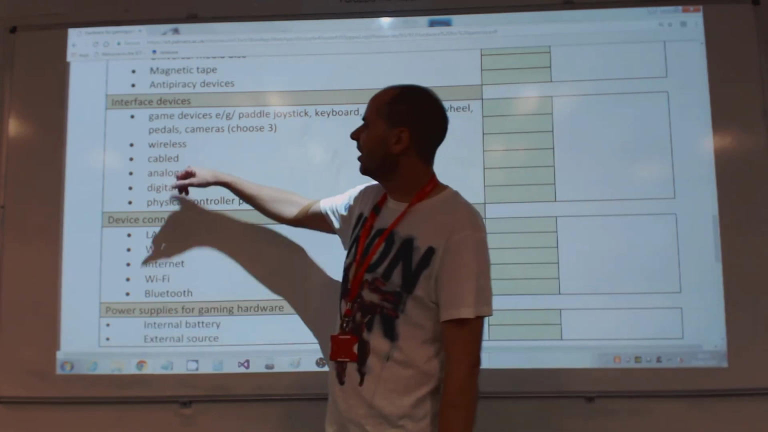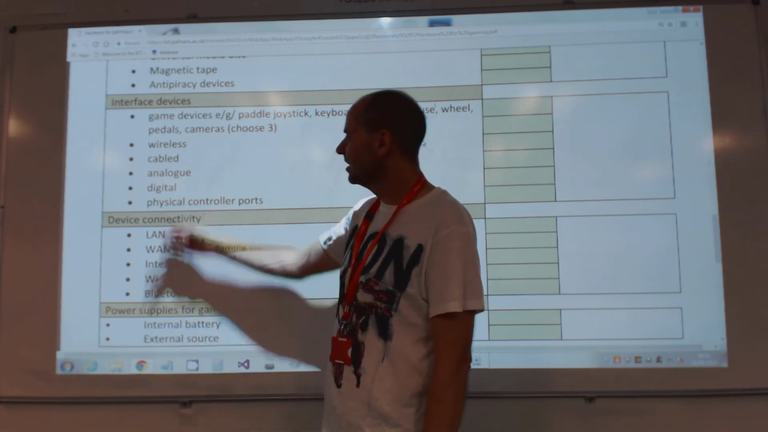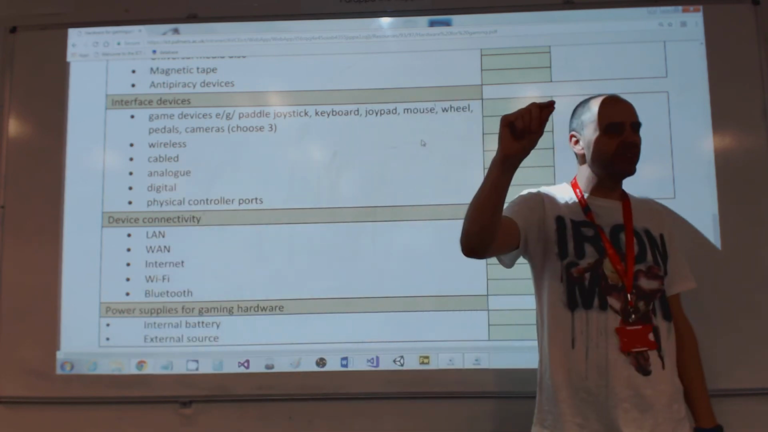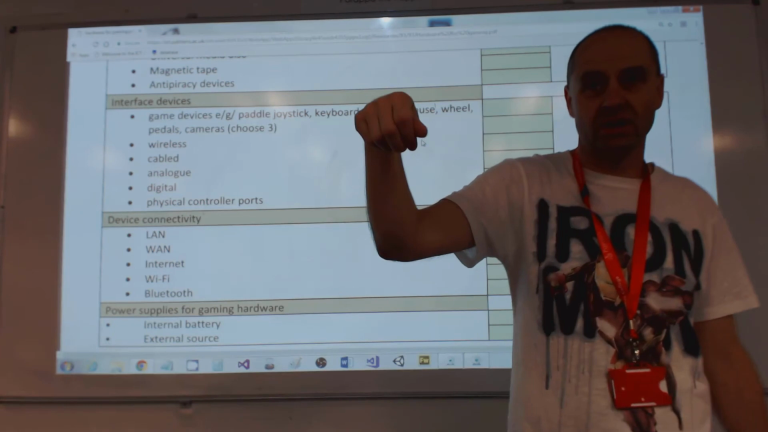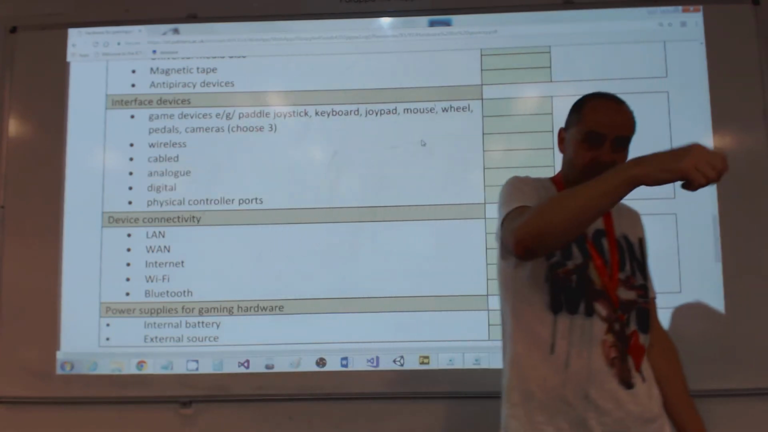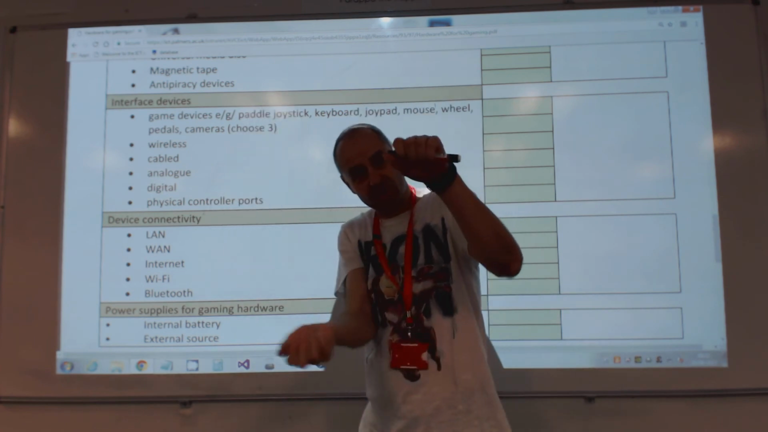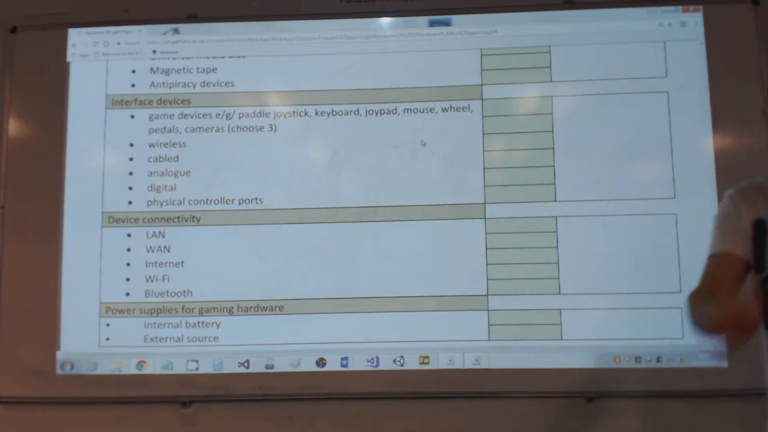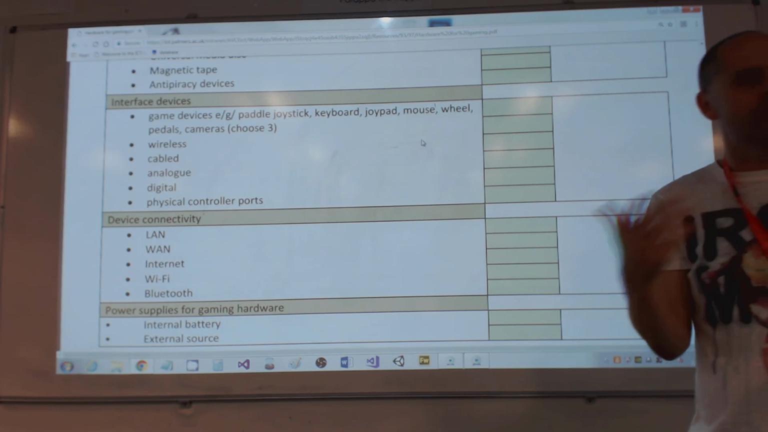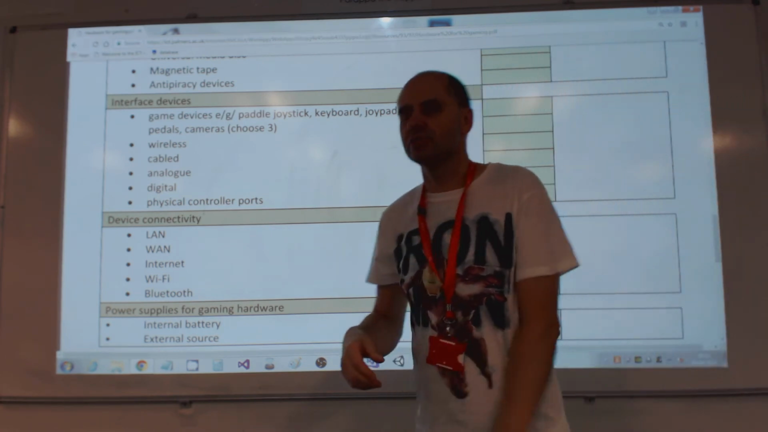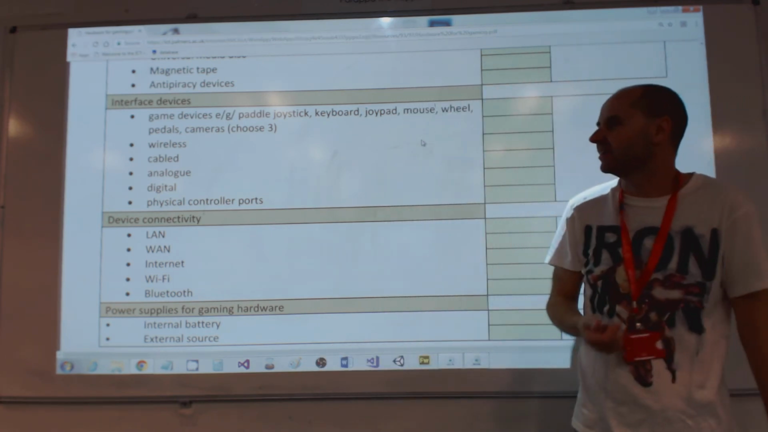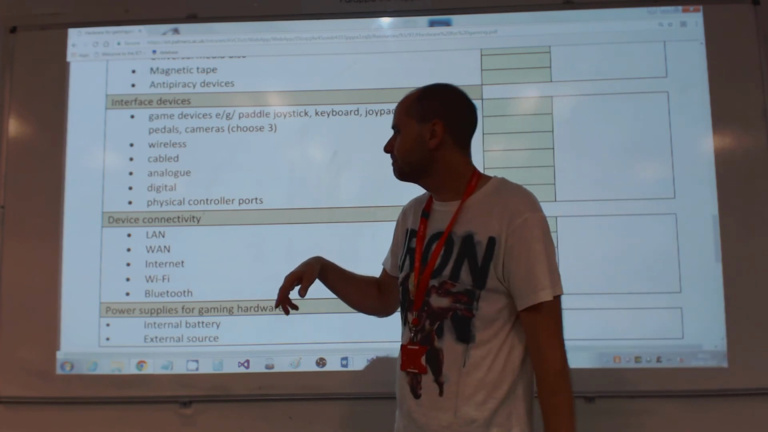Okay, so we've got wireless and cable devices. We've got analog and digital. Digital is on and off, so you're either pressing a switch or you're not. Analog, like a thumbstick or a trigger, you're varying it. Like a steering wheel, you're turning it. There's more precise control. Good for something where you aren't just jumping or going left and right. So perfect for that.